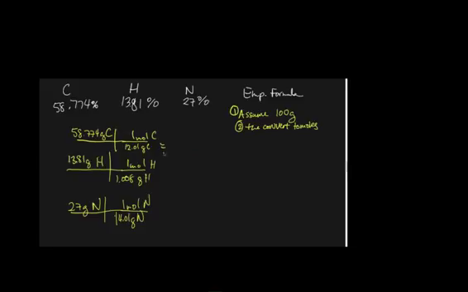So when you do these, let's see, you get 4.89, and then 13.9, and 1.958. Okay. So then what you do is you got to divide by your lowest number of moles.